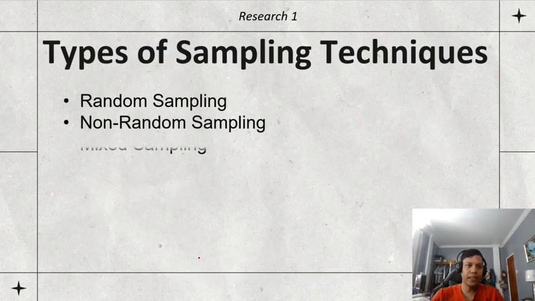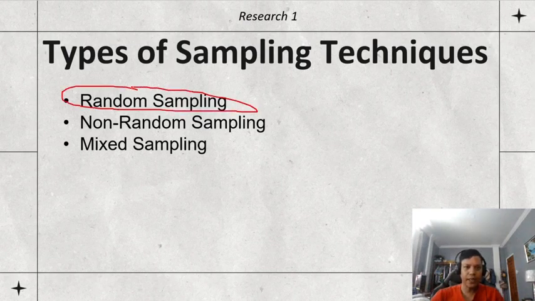Now we're going to discuss the different types of sampling techniques. We have random sampling, non-random sampling, and mixed sampling. First, we're going to discuss the examples of random sampling. When we say random sampling, every member of the population, for example, a whole population of 5,000, every one of the 5,000 individuals has an equal chance of being selected. You will randomly select, using a device or application, who will be the respondents of our research paper.